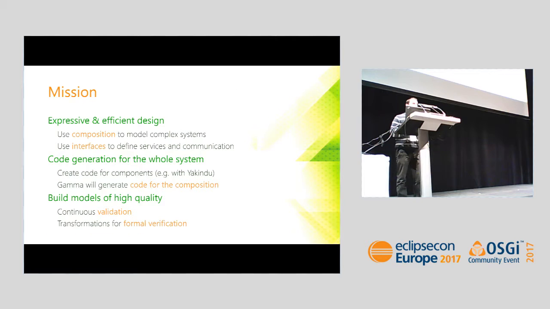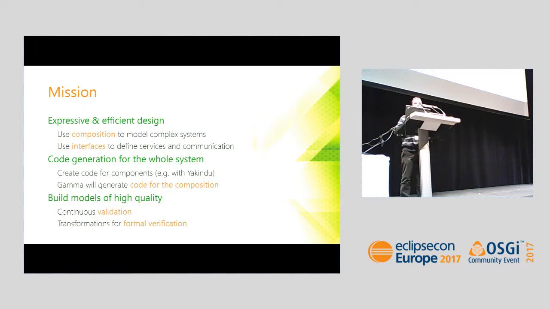Our mission with this Gamma framework is to support the expressive and efficient design of such systems by using composition and by providing interfaces to define services and communication. Our goal is also to provide code generation for the whole system, not only for the individual components. So our solution is based on Yakindu. You can use Yakindu to generate the implementation of your components, and then our framework will generate the code for the composition, for the whole system together.